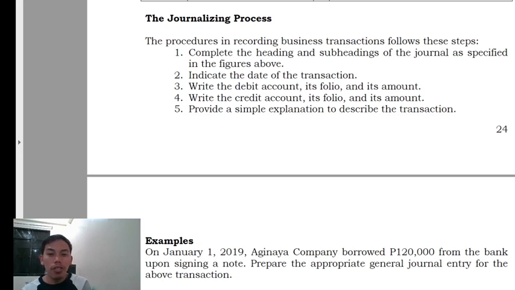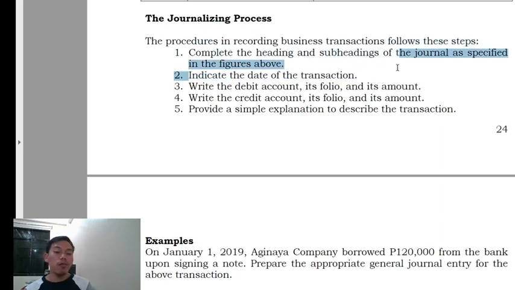Now, we move to the journalizing process. So, sa journalizing, first, ilagay mo yung heading. So, let's say, manual repair shop. Tapos, general journal. Tapos, February 1 to 28, 2021. Ano yung sa headings niya? Yun yung date, yun yung explanation, folio, debit, credit.